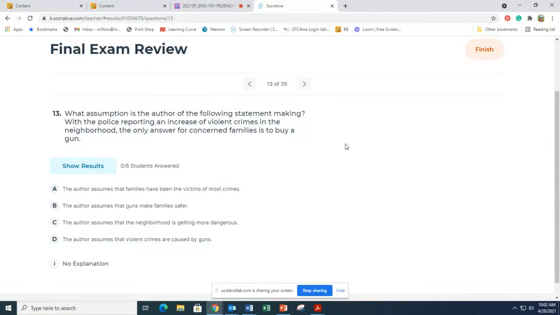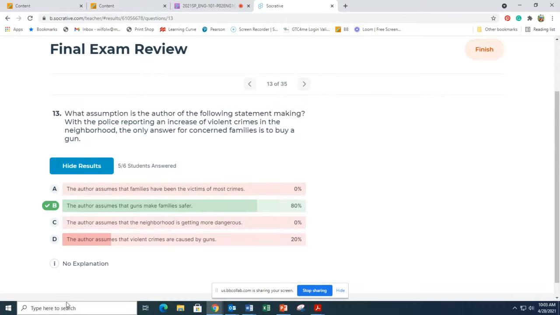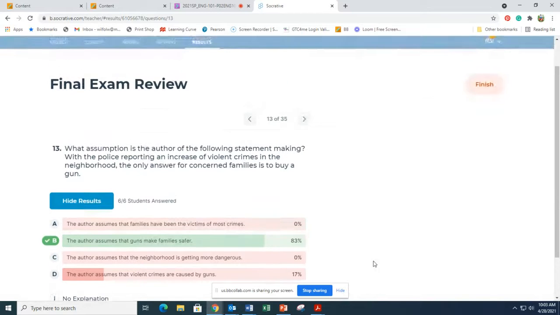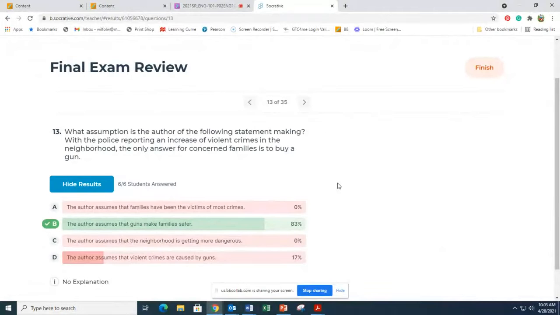All right, what assumption is the author of the following statement making? With the police reporting an increase of violent crimes in the neighborhood, the only answer for concerned families is to buy a gun. So based on that, what is this author making an assumption about? Okay. Yeah, it's assuming that having a gun will make a family safer. That is an assumption being made here. It's not an indisputable fact. It's something this person is going on faith as being true when we know there's evidence that there are risks involved with families owning guns in their home.